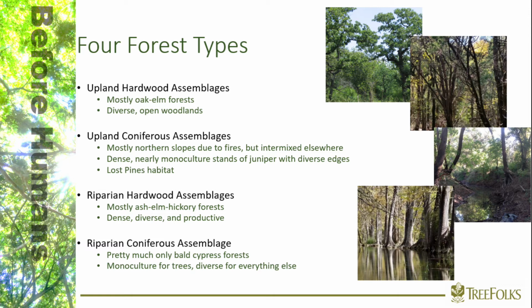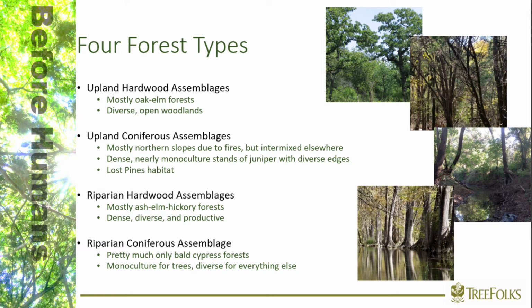The third forest type is the riparian hardwood assemblages. These are less variable than the upland hardwood assemblages, mostly due to the more constant nature of water availability in riparian systems. The most commonly found trees in this forest type are the ashes, elms, and hickories. Black willow and cottonwood are extremely common too. These forests are tall, dense, and extremely productive.